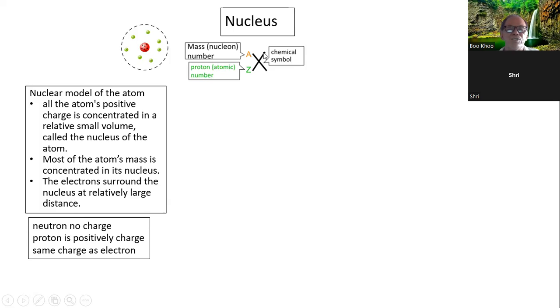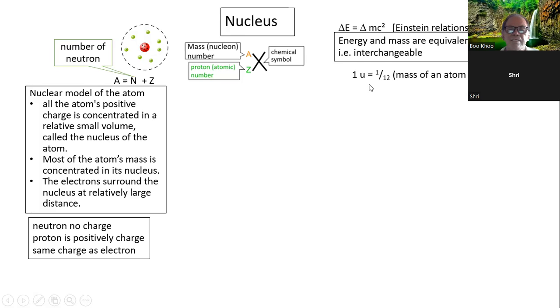How to represent a nuclide or nucleus? That is your chemical symbol, there's your mass number or nucleon number A, Z is your proton or atomic number. Then N plus Z equals A, where N is the number of neutrons. Then know how to convert from energy to mass or mass to energy. Then know the definition for atomic mass unit: 1/12 the mass of an atom of carbon-12.